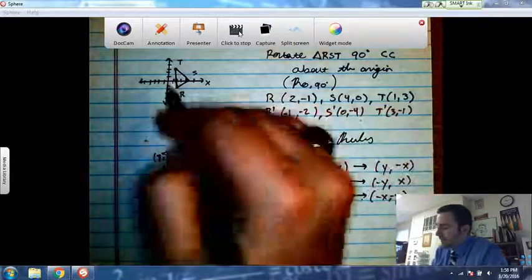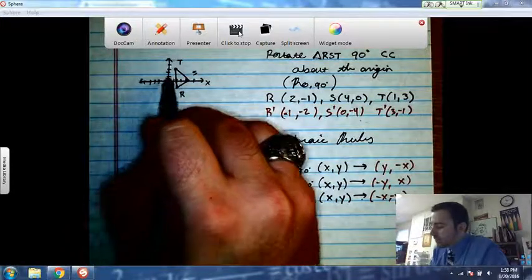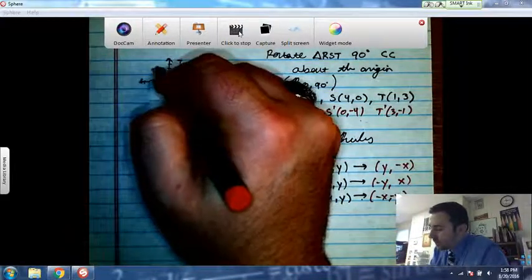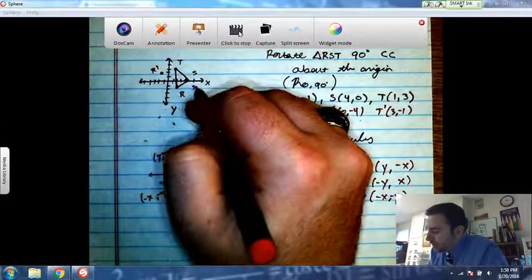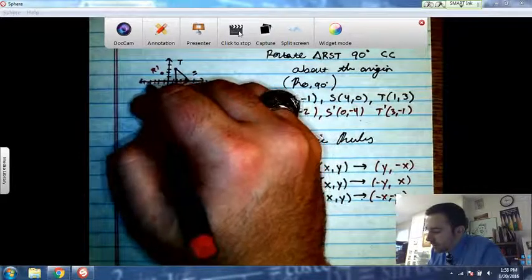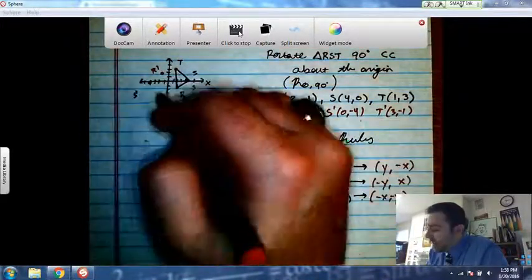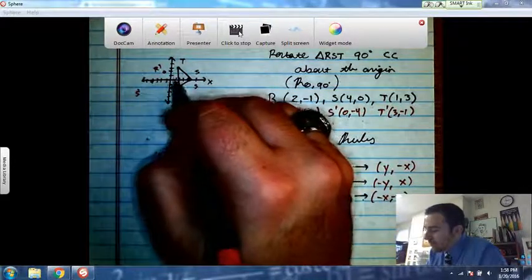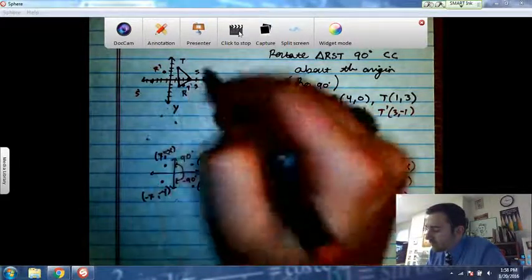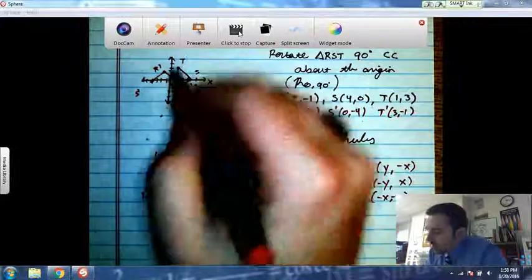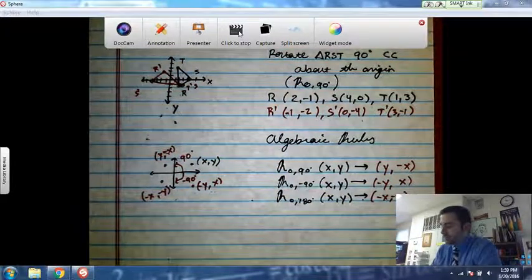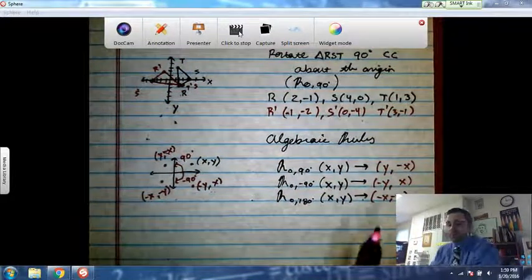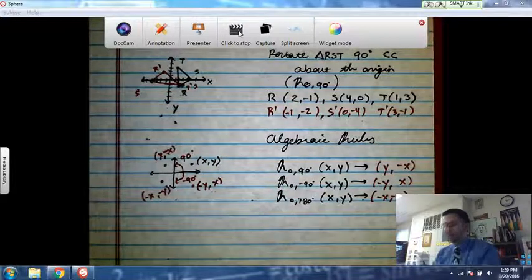And then when I plot this, I will see the rotation. Make sure I go in the correct direction with the S. And so now I can actually see the rotation of 90 degrees.